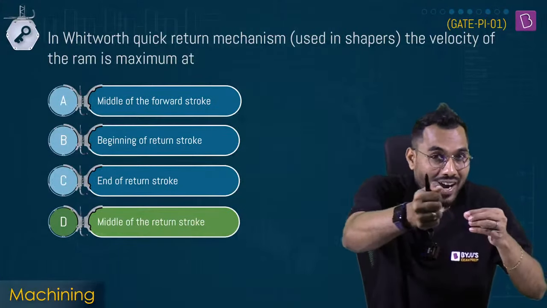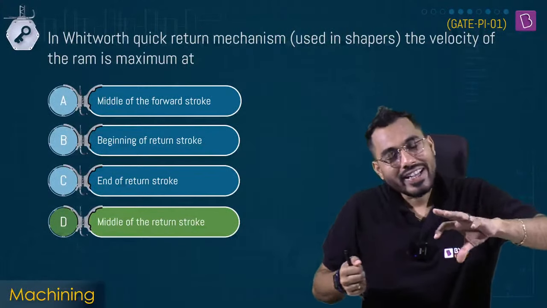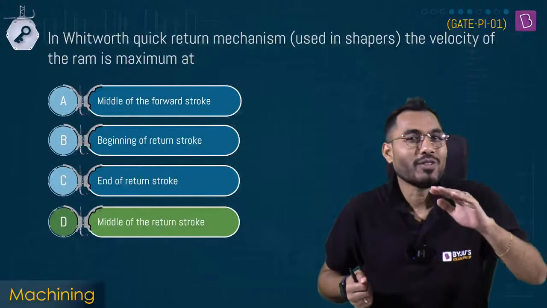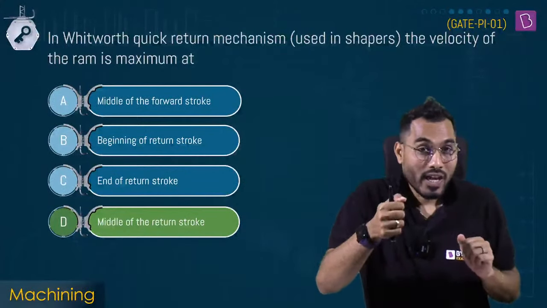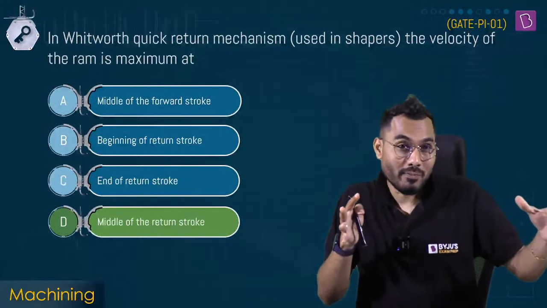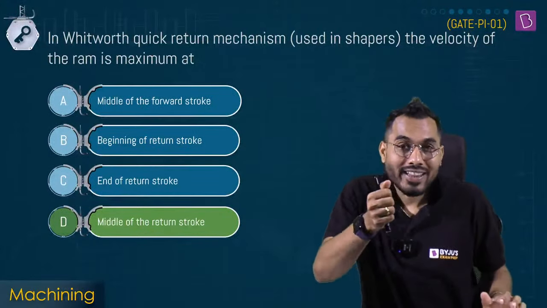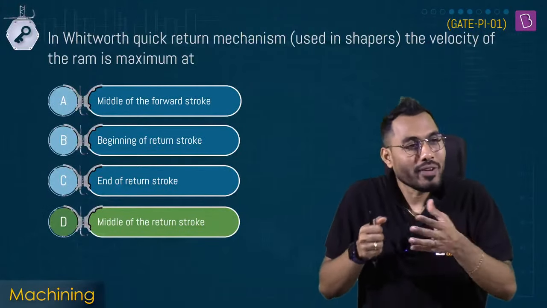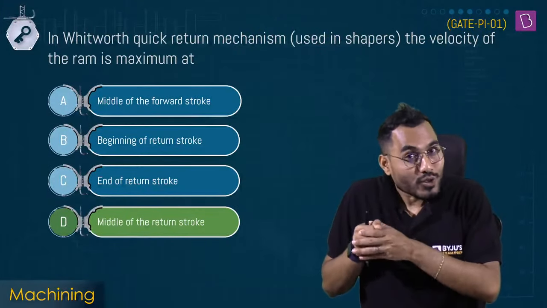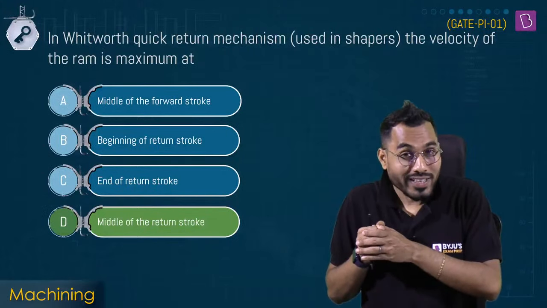Whenever I start moving the tool, will it attain extremely high velocity at the beginning? Velocity will gradually increase. At the mid of the stroke, velocity will be maximum, and at the end, velocity should be minimum, because we have to stop the tool. Do you understand that? What is happening?